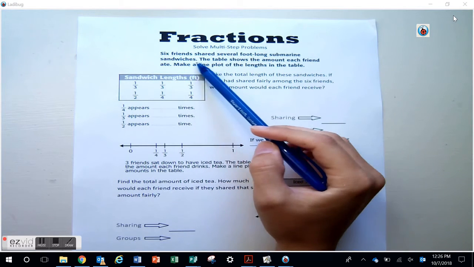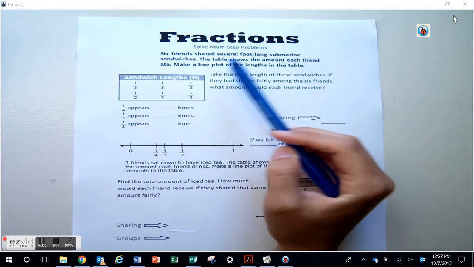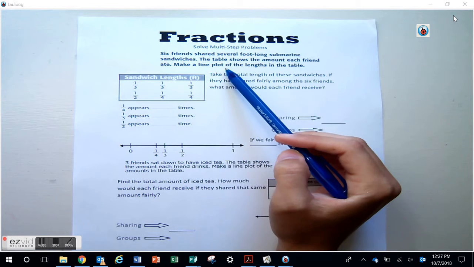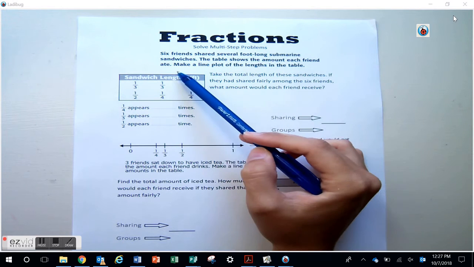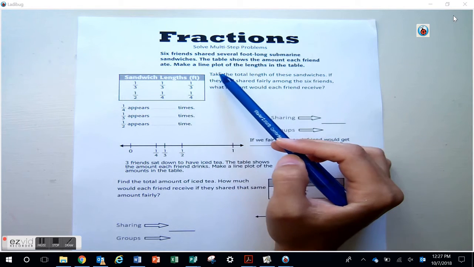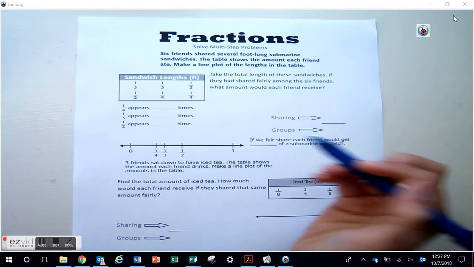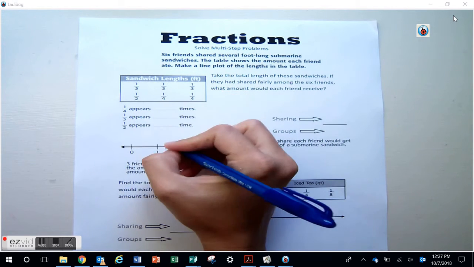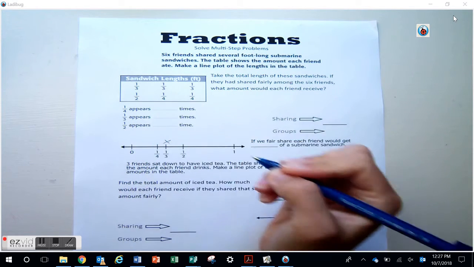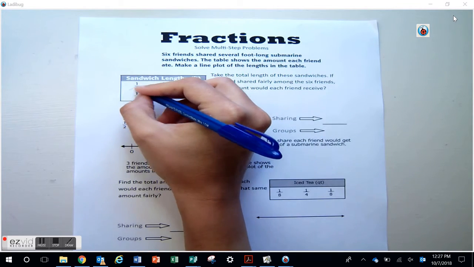6 friends shared several foot-long submarine sandwiches. The table shows the amount each friend ate. Make a line plot of the lengths in the table. Okay, so let's make a line plot. Here I see 1/3 appearing there. I'm going to go ahead and cross that off.